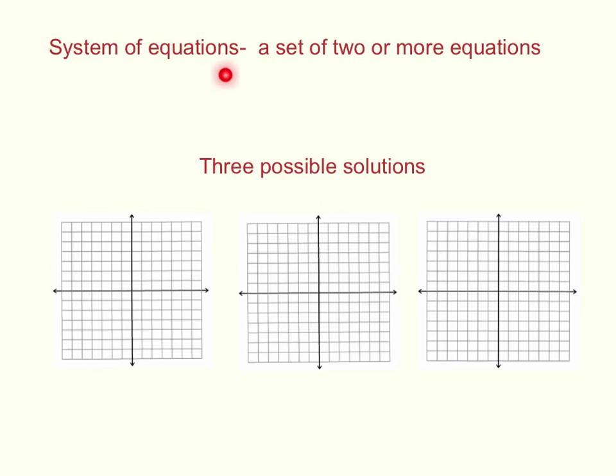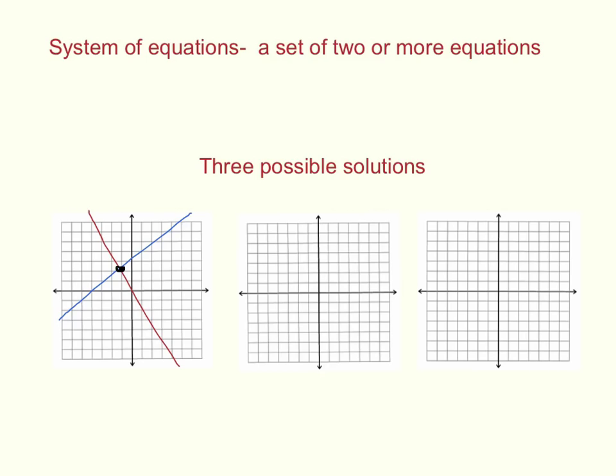So a system of equations is just a set of two or more equations. We'll mostly be working with two, but sometimes we'll get into three. Now, the solution for a system of equations is where it crosses on a graph. So one possible solution you could have, if you were to graph one of those equations and then graph the other one, this would be your solution point. Okay, that's your solution. You're looking for the point where they intersect.